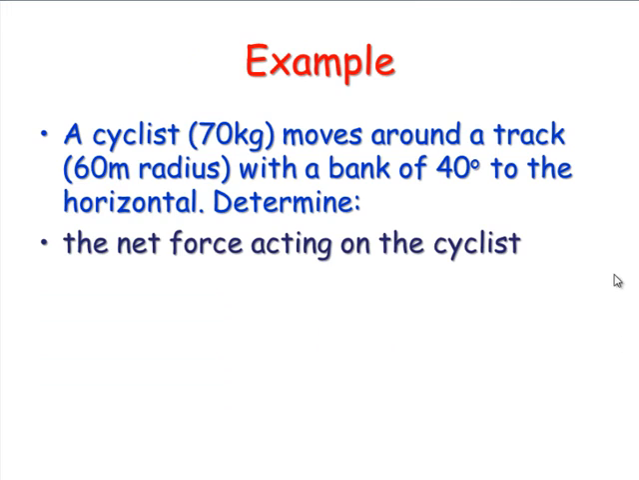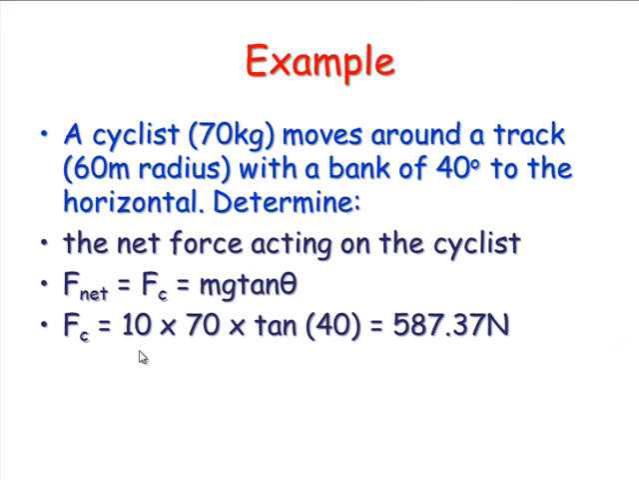So let's look at that in a question. We've got a cyclist, mass in kilograms, radius in metres, and we've got a bank of 40 degrees to the horizontal. So all the units are in the correct form. So we've got F net equals FC, which is equal to mg tan theta. Where did that come from? Well, tan theta was FC over weight, or FC over mg, multiplied by mg. We've got FC equals mg tan theta. So substitute in, we've got 10 times 70 times tan 40, we have 587.37 newtons. That's the entire centripetal force that's applied. If the question asked the average force per tyre, 2 tyres, you'd have to divide by 2.